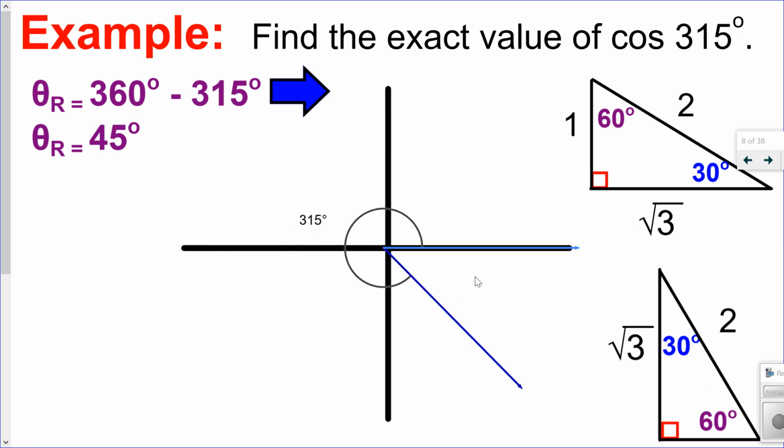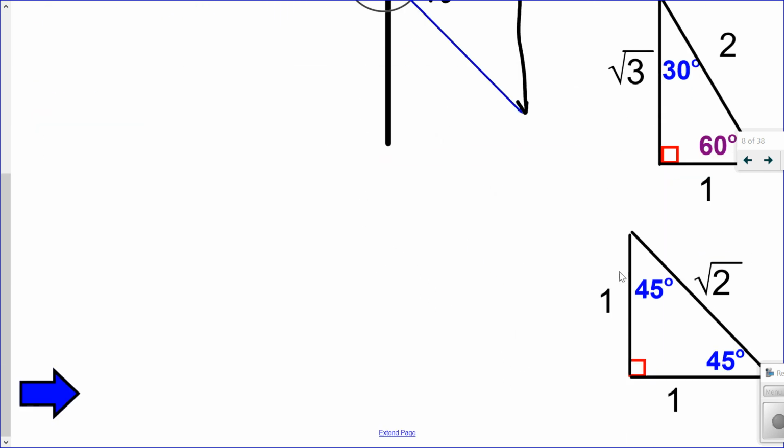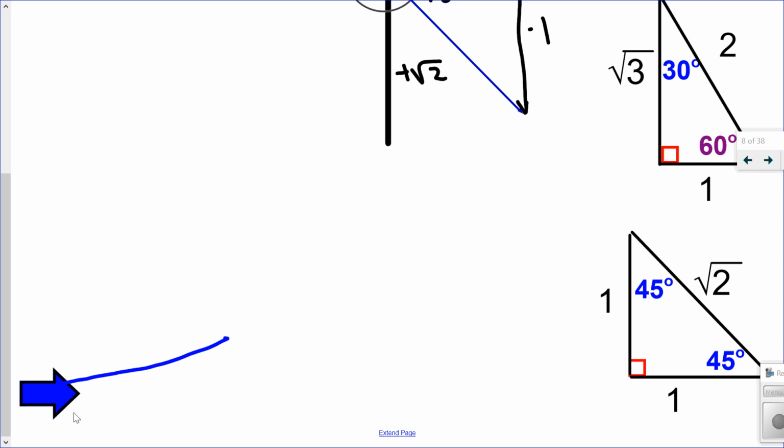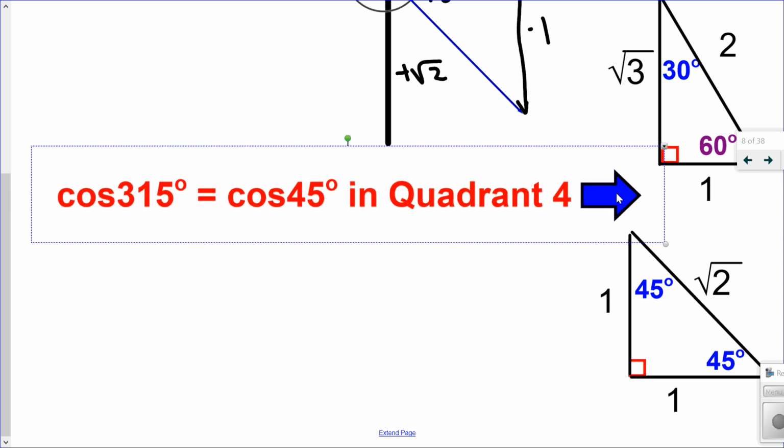This is a reference angle of 45 degrees. Let's drop a perpendicular line down and look at the triangle. It's not perfect, but you get the point. So 45, 45, 90 is 1, 1, root 2. Let's go up here and label that. But I need to label it in this quadrant. In quadrant number 4, x is positive, y is negative, hypotenuse always positive. So instead of working with 315 degrees, I am going to work with 45 degrees in quadrant number 4.